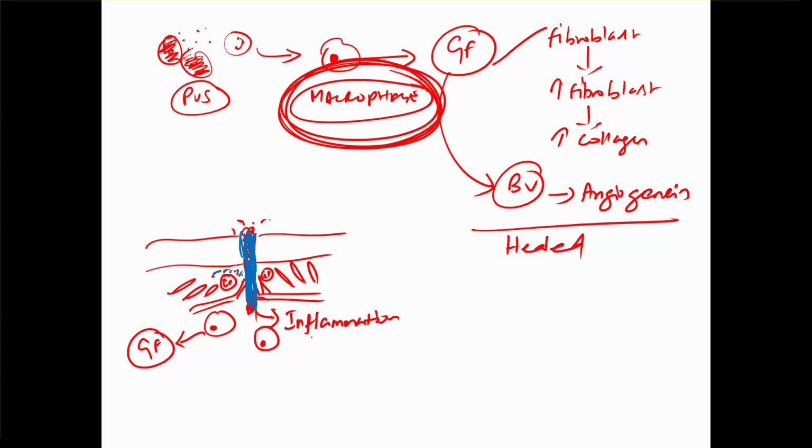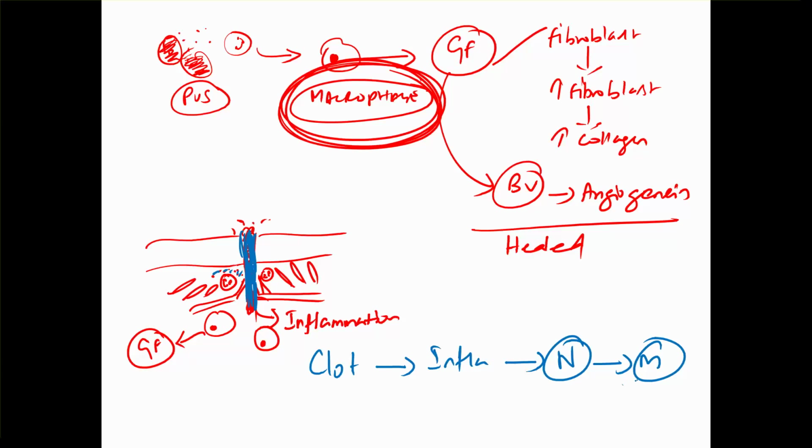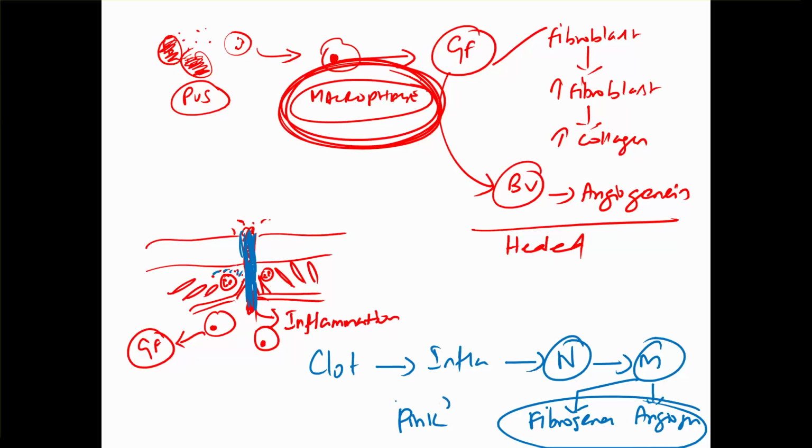So the clot induces inflammation, and the neutrophil is replaced by macrophage, and that results in fibrogenesis and angiogenesis. And to the naked eye, these two look pink in color, and that is called granulation tissue.